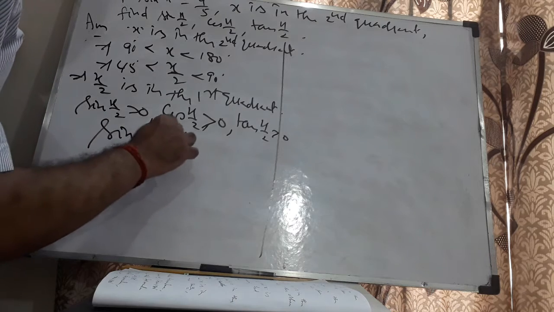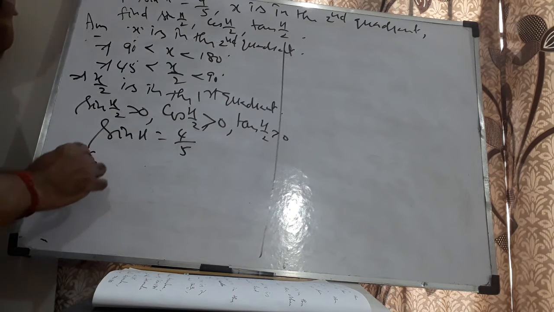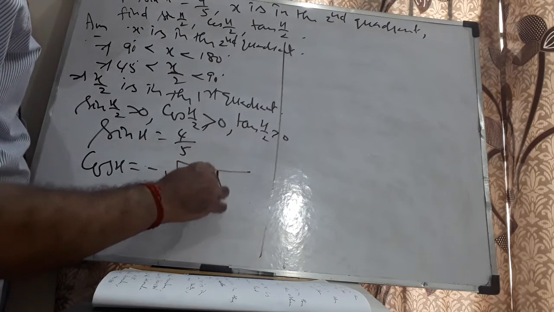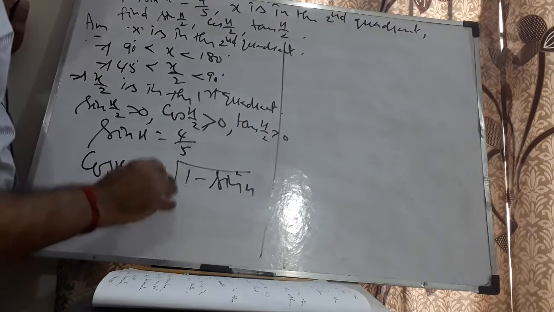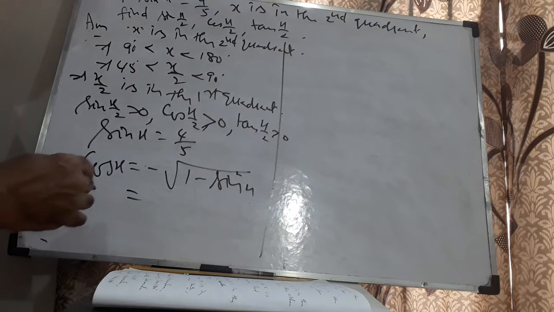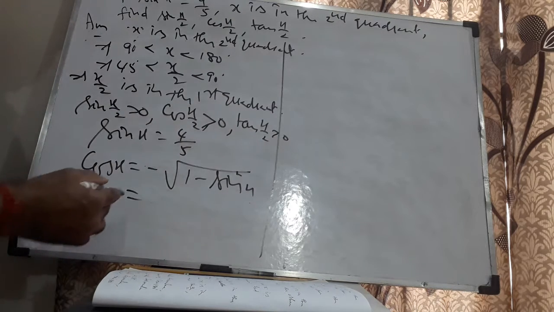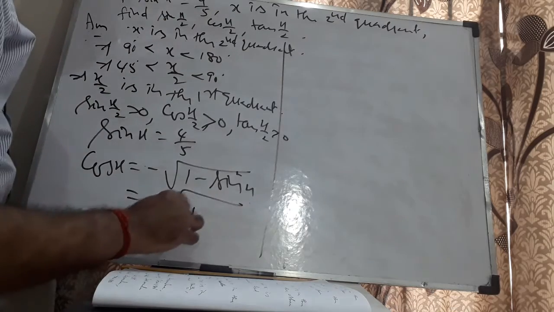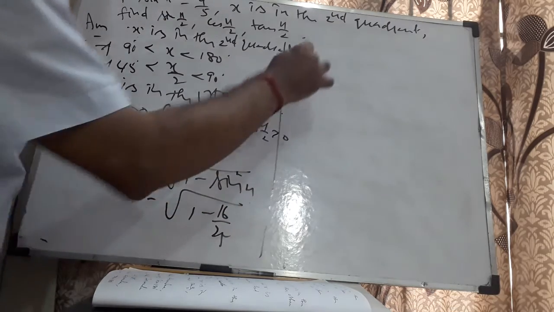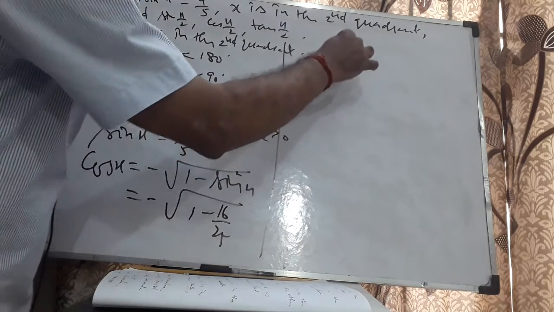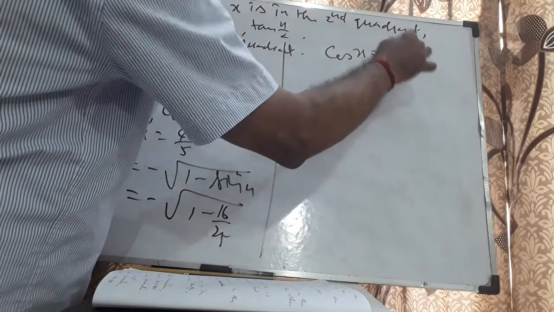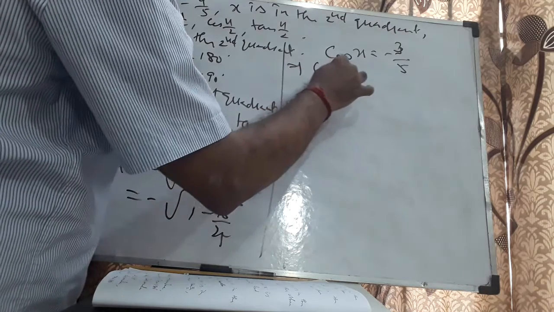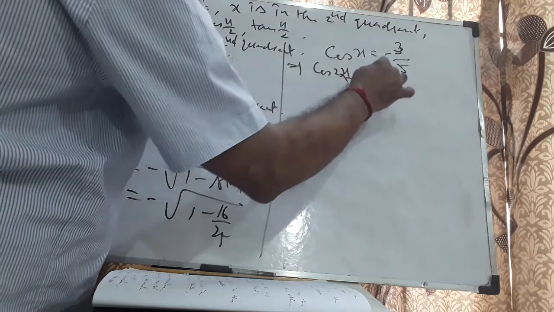Now sin x is 4 by 5. Therefore, I get cos x from this as minus root of 1 minus sin square x, because cos x is negative in the second quadrant, which is minus root of 1 minus 16 by 25, which gets reduced to cos x equal to minus 3 by 5. Remember carefully, here I can very well write cos 2 into x by 2 is equal to minus 3 by 5.